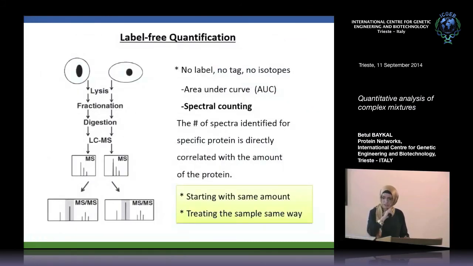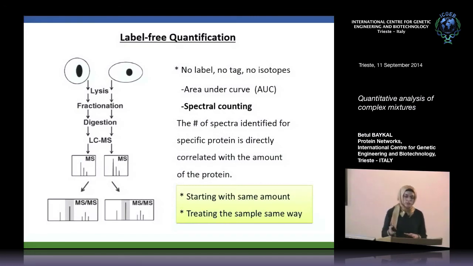So in label-free quantification, of course, there are no labels, no tags, no isotopes. You're not doing anything. So you start with two different populations. You lyse them, you fractionate them. You do two different mass spectrometry analyses, and you can compare the MS results after.